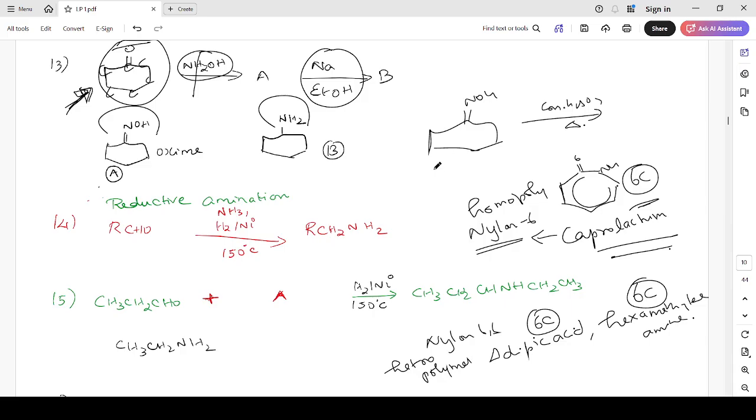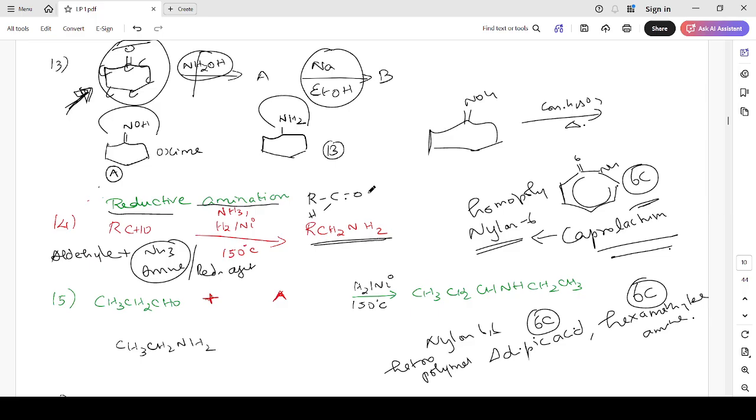Okay. Let's go for the next reaction. Reductive amination. Whenever I'm having an aldehyde, I treat it with ammonia or any amine followed by a reducing agent. We will form the reductive amine. That means RCHO will react with ammonia at first and will form RCH double bond NH.